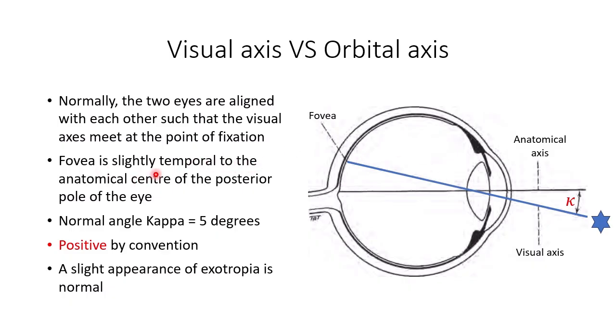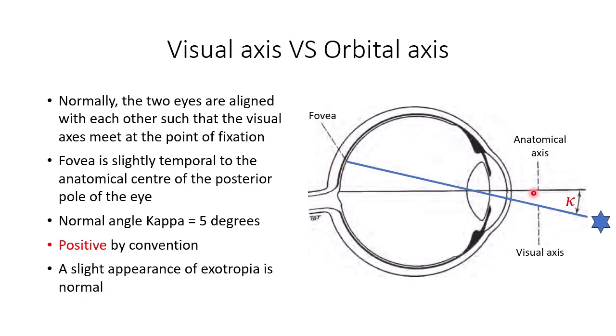Fovea is normally slightly temporal to the anatomical center of the posterior pole of the eye. Now, there is another axis known as the anatomical axis or the orbital axis, which is a straight line passing through the nodal point and the anatomical center of the posterior pole. This is the orbital axis. So that is the two axes, visual and orbital.